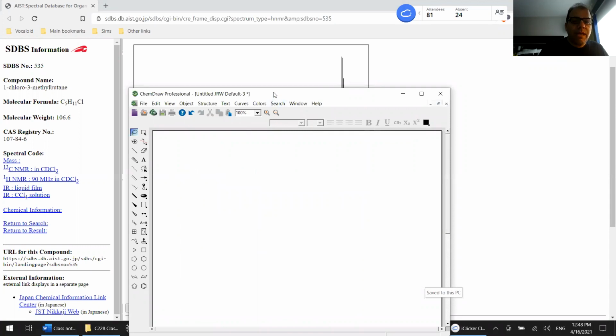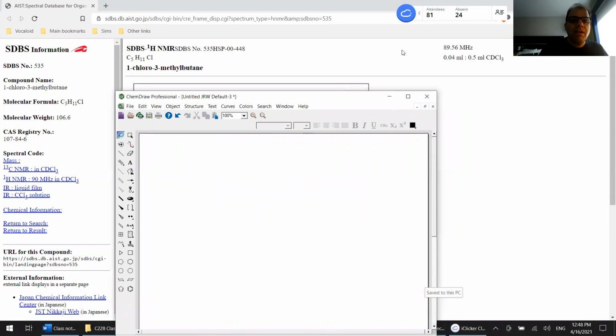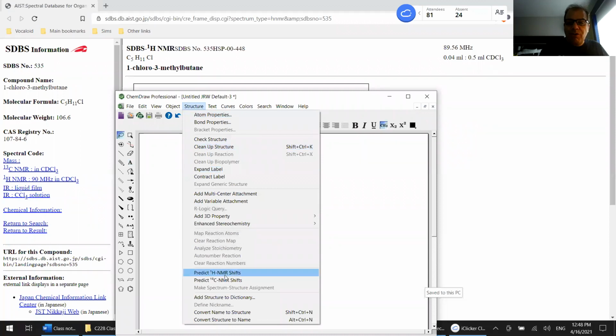So what have we got again? 1-chloro-3-methylbutane. I like that one because at least it's achiral, and so we don't have to worry about diastereotopic protons or anything. But I'm surprised it came out that bad. Let's see if ChemDraw can do any better. And then that's probably a good place to end.